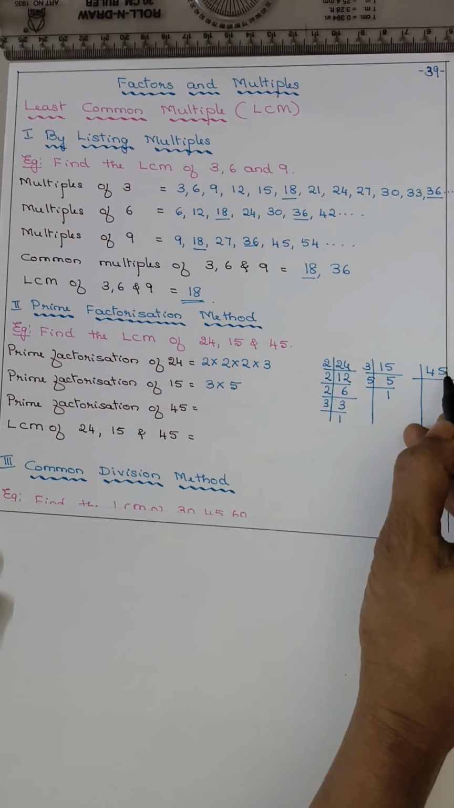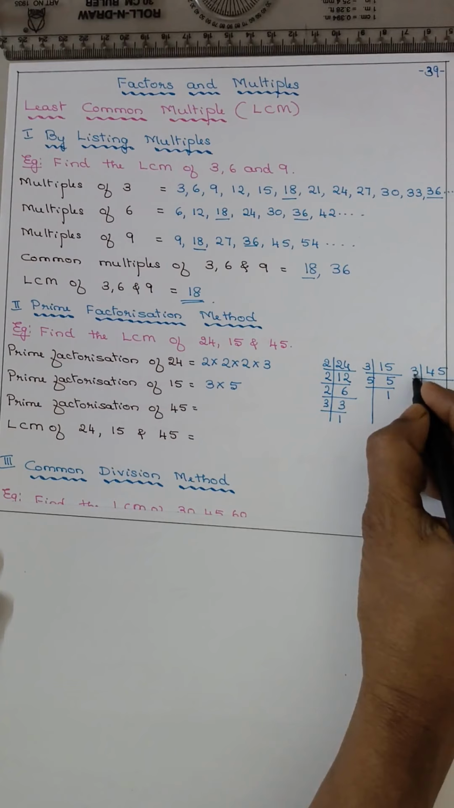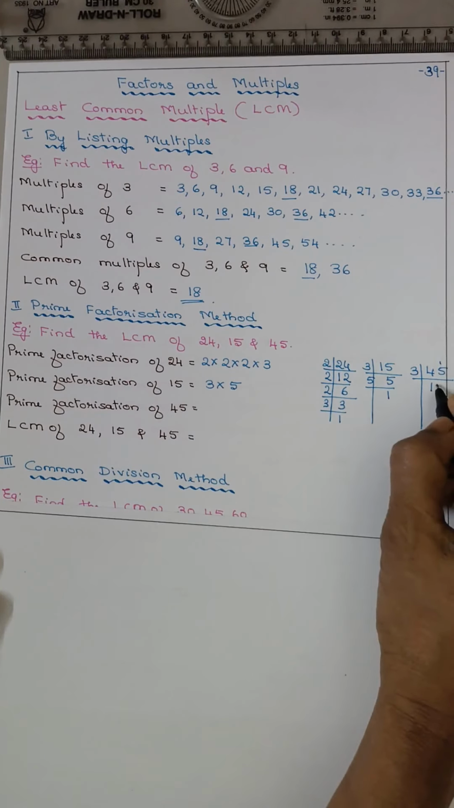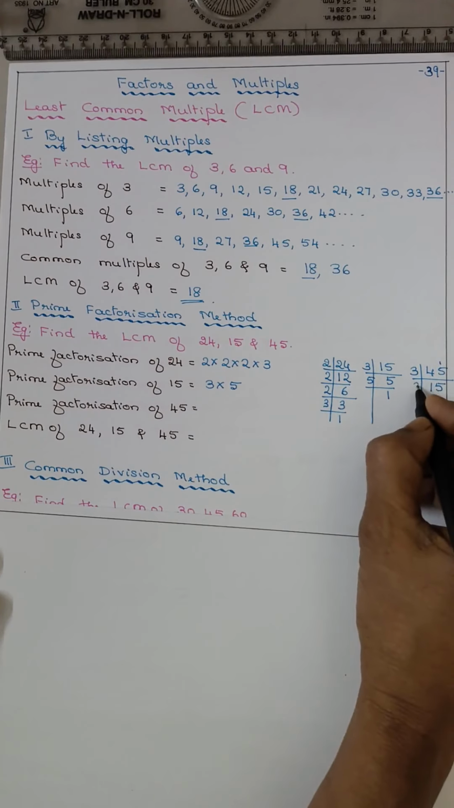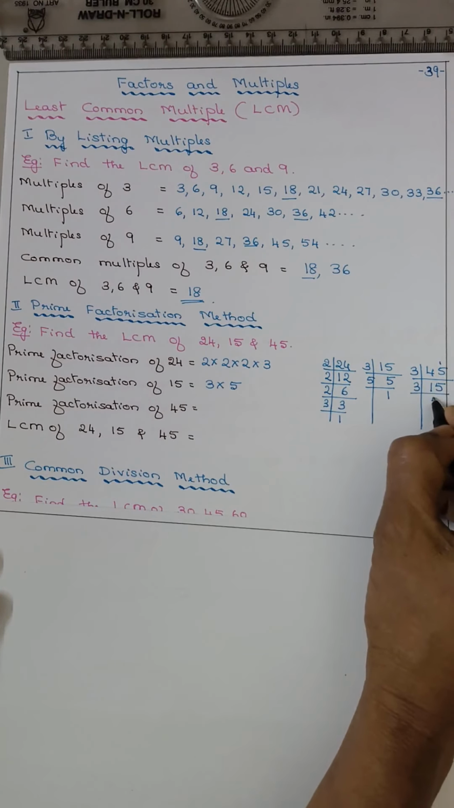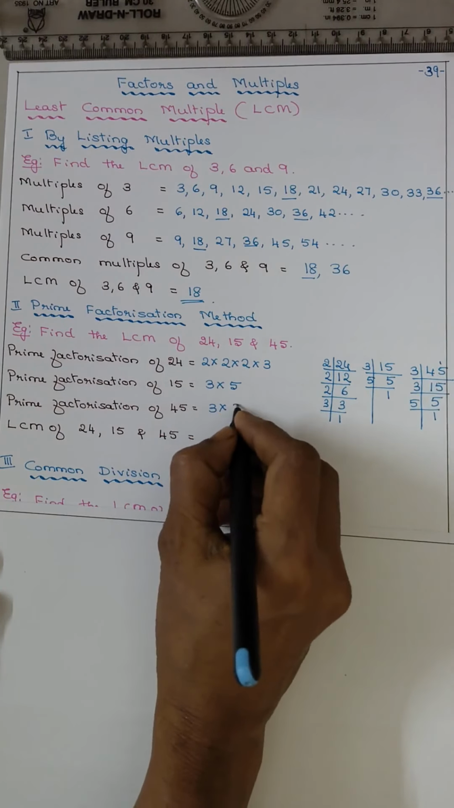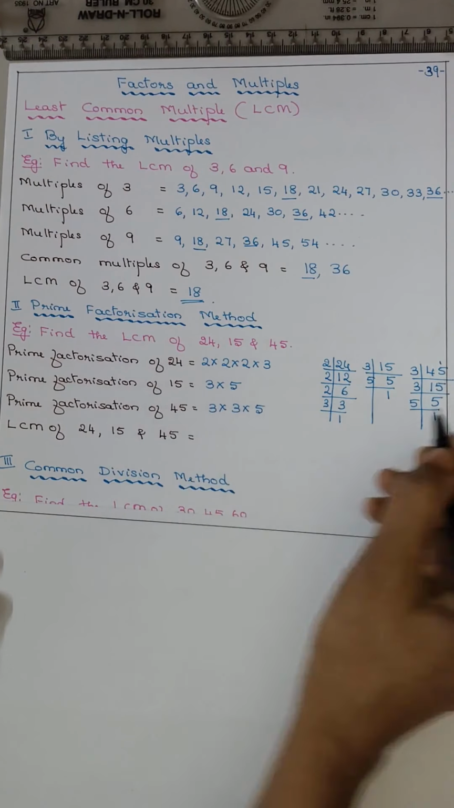Now 45. 5 plus 4, 9. So it is divisible by 3. 3 1s are 3. 1 remain. 3 5s are 15. Again with 3. 5s are 15. 5 1s are 5. So you will be writing 3 into 3 into 5.